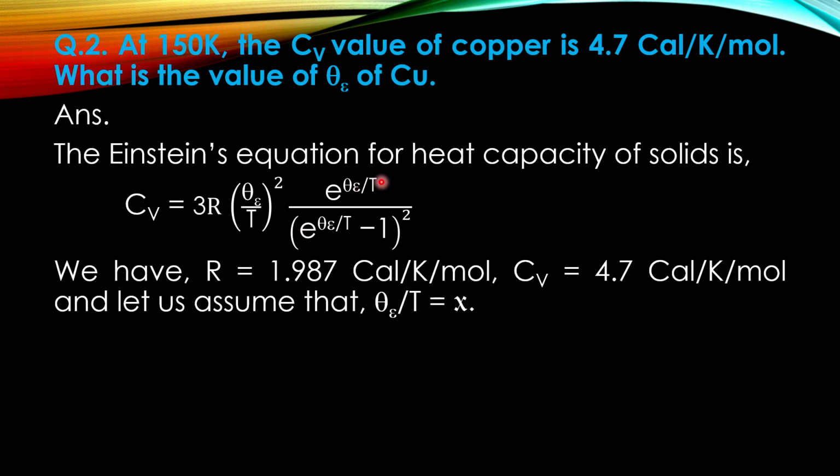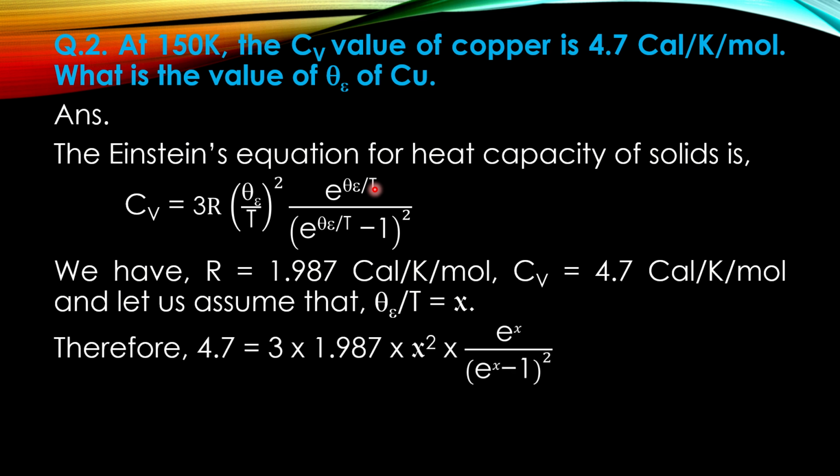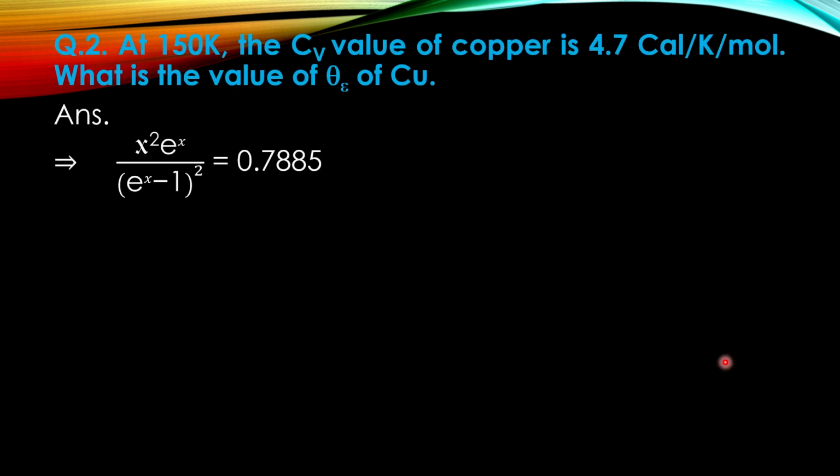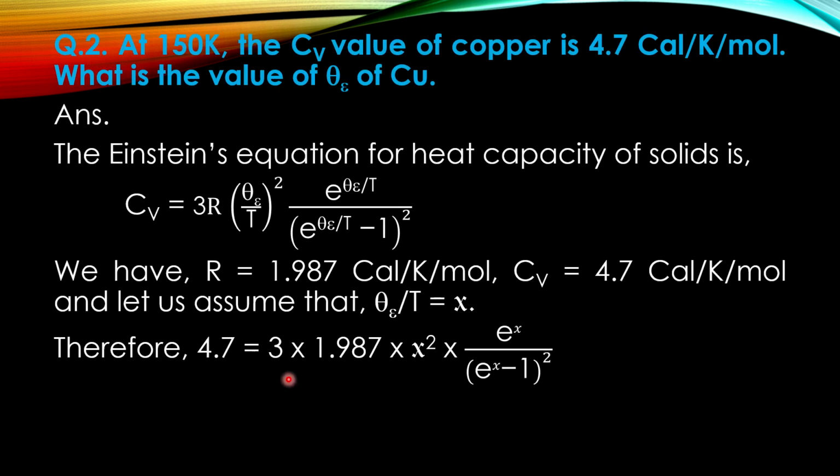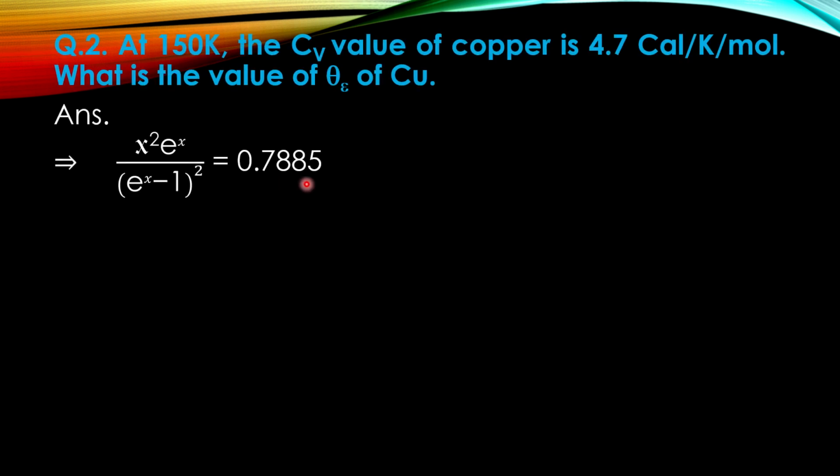Now, theta epsilon by T, just assume it to be x. So what form does it take? 3 into the value of R into, in place of theta epsilon by T whole squared, we are writing x squared. And in place of e to the power theta epsilon by T, we are writing e to the power x. And here also e to the power x minus 1 whole squared. So x equals theta epsilon by T. So the expression gets this form. Look at the previous one. 4.7 equals 3 into R into something. So x squared into e to the power x divided by e to the power x minus 1 whole squared must be 4.7 divided by 3 divided by 1.987. And the value is 0.7885.